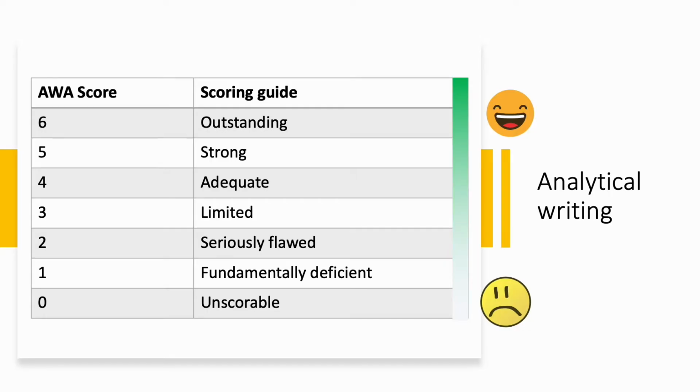Then the scoring criteria for analytical writing starts from 0 to 6, where 0 is unscorable, meaning an applicant attempted or wrote nothing, and the highest is outstanding, like an outstanding essay. So once again, the requirement for analytical writing may vary from program to program, but I would recommend that you make it between 4 and 5, no matter which field you belong to.